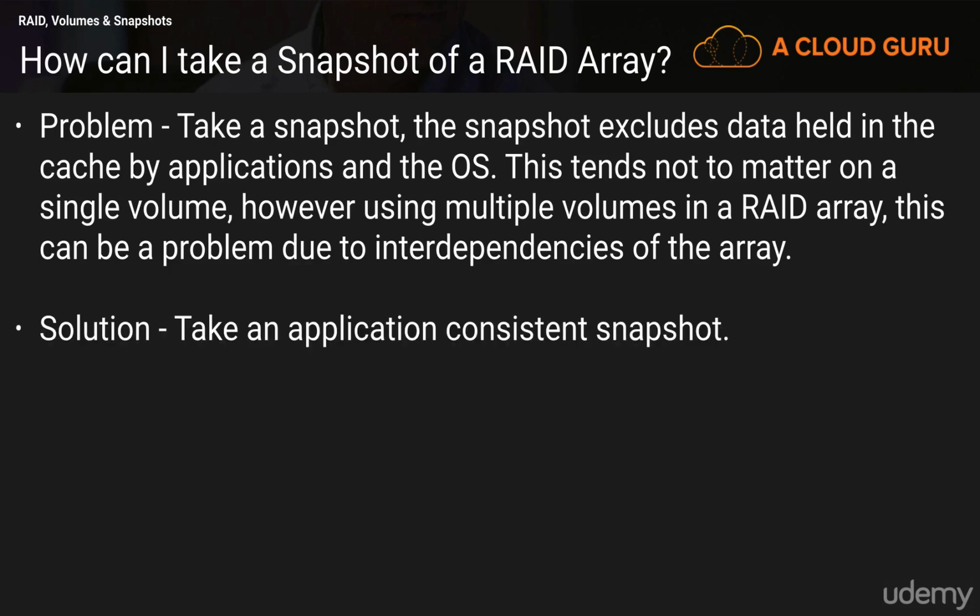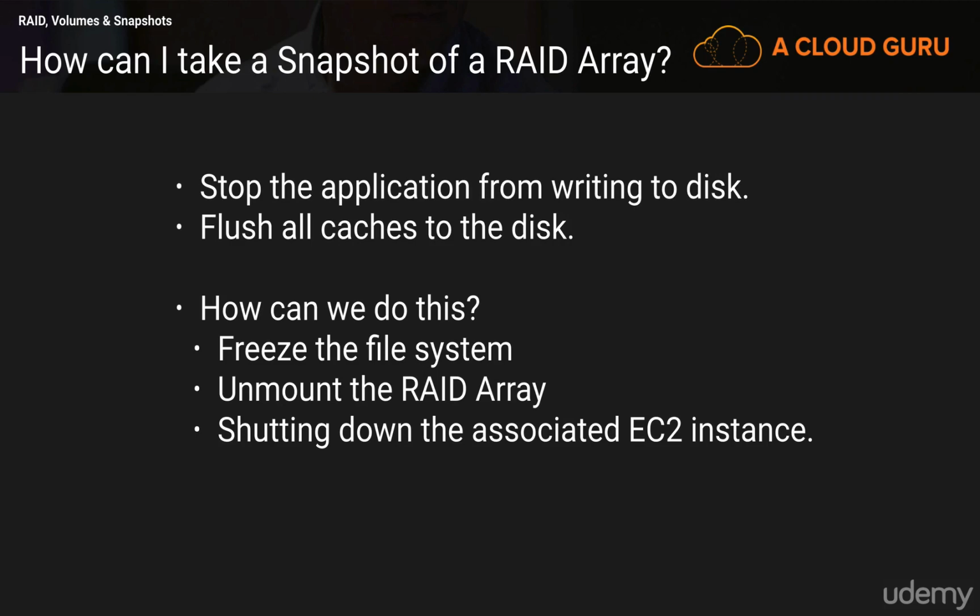So how do we solve this problem? Well, we need to take an application consistent snapshot. So how do we actually do that? Basically we have to stop the application from writing to the disk, and we need to flush all the caches to the disk itself. And how do we do that? Well, it's really simple. You can do it using these 3 different methods. You can freeze the file system, you can unmount the RAID array, and pretty much the easiest, and what most people do, is you just shut down the EC2 instance, take a snapshot and then power it back up again, and that will give you an application consistent snapshot.